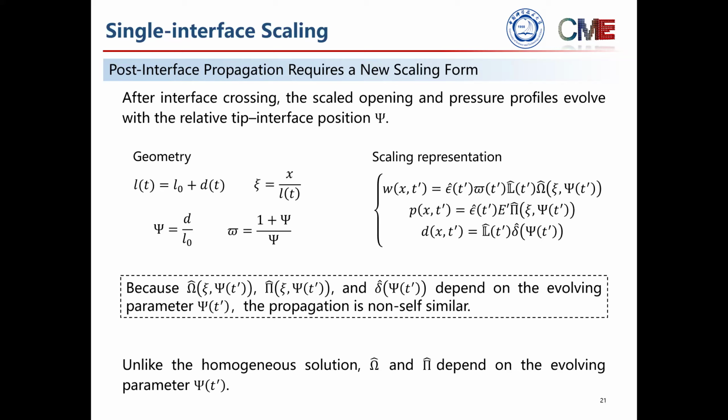So phi is an interface evolution coordinate. Immediately after crossing, phi is small, and as the tip moves farther away, phi grows. Because the scaled profile depends on this evolving parameter, the solution is intrinsically non-self-similar during the transition.